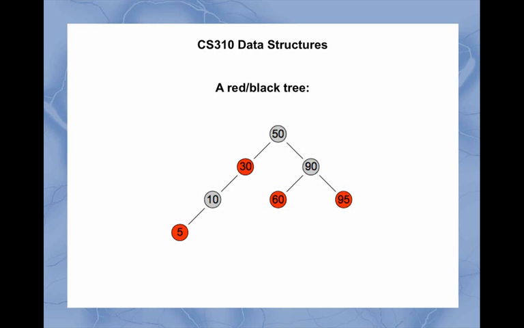So here's an example of a red-black tree. There are 3 leaf nodes, the 5, the 60, and the 95. Every path from the 50, which is the root node, to a leaf node must have the same number of blacks. There are 2 this way, 2 this way, and 2 this way.